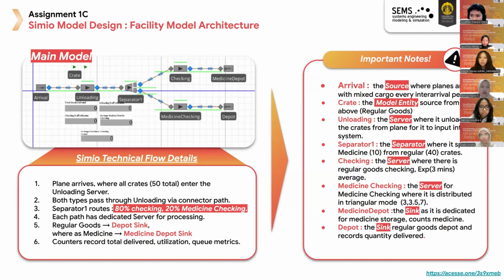Next, this is the facility model architecture. After unloading, a separator directs regular goods and medicine into different checking processes. Each path has its own depot, allowing us to measure performance separately and identify bottlenecks more accurately.